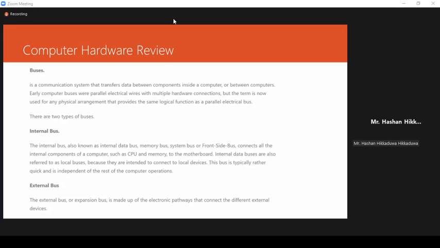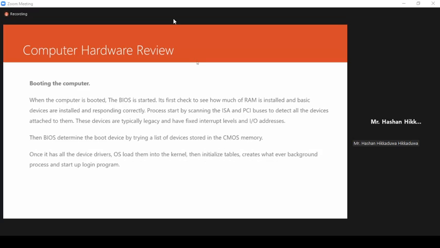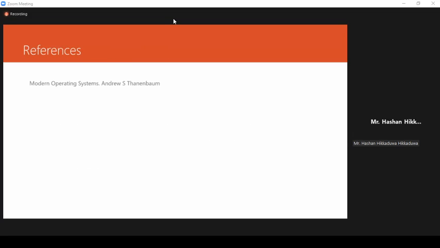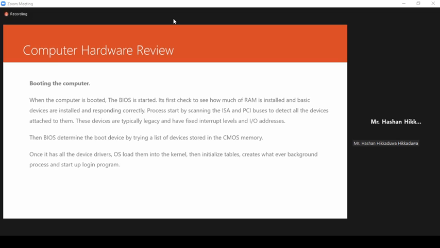As a summary, we talked about the operating system, then its goals and functionalities, then we discussed the types of operating systems, as there are different types of operating systems. Finally, we talked about computer hardware. Actually, it's a review of computer hardware. So this is all about the introduction to operating systems. If you don't have questions, then we will wind up the session.